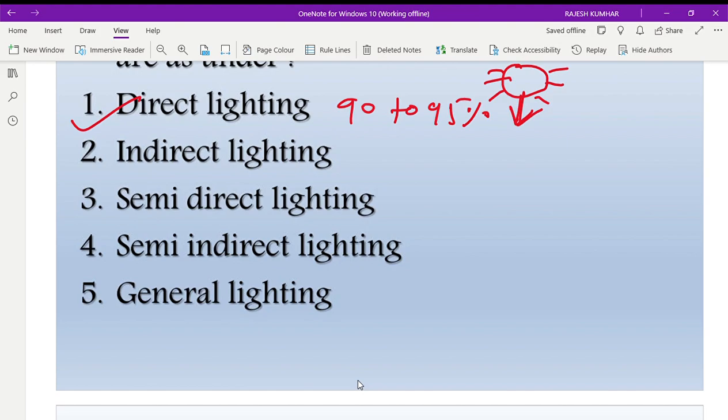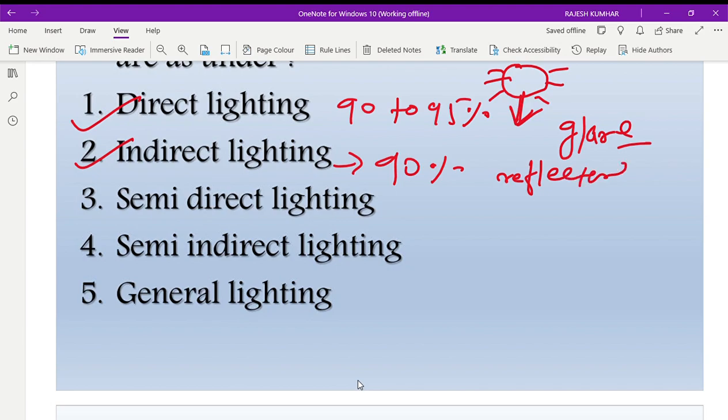Two major problems come out when we are using direct lighting: too much glare, and shadows also. Second is the indirect lighting scheme. In this type of lighting, 90% of light is directed upward by using diffusing reflectors. Diffusing reflectors are used, so they minimize the glare as well as shadows.